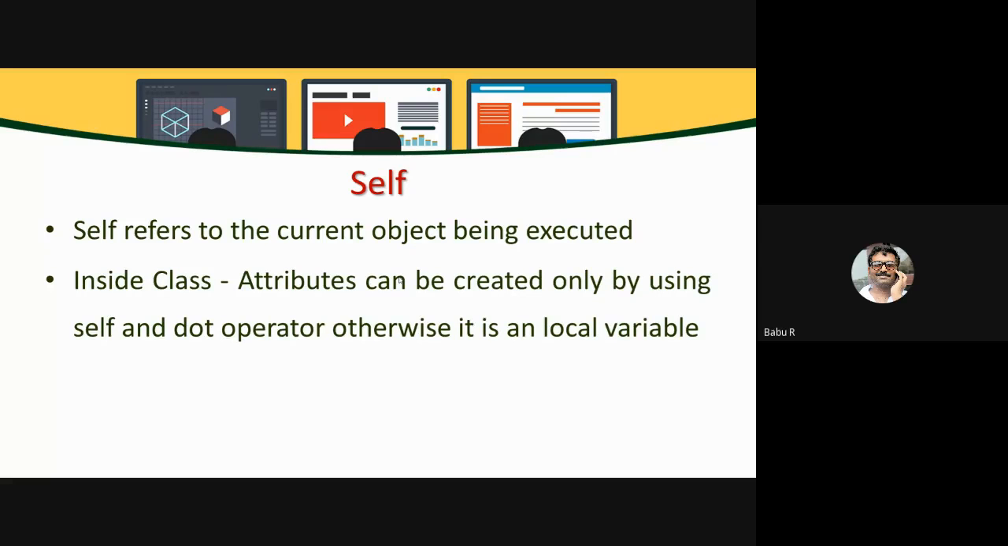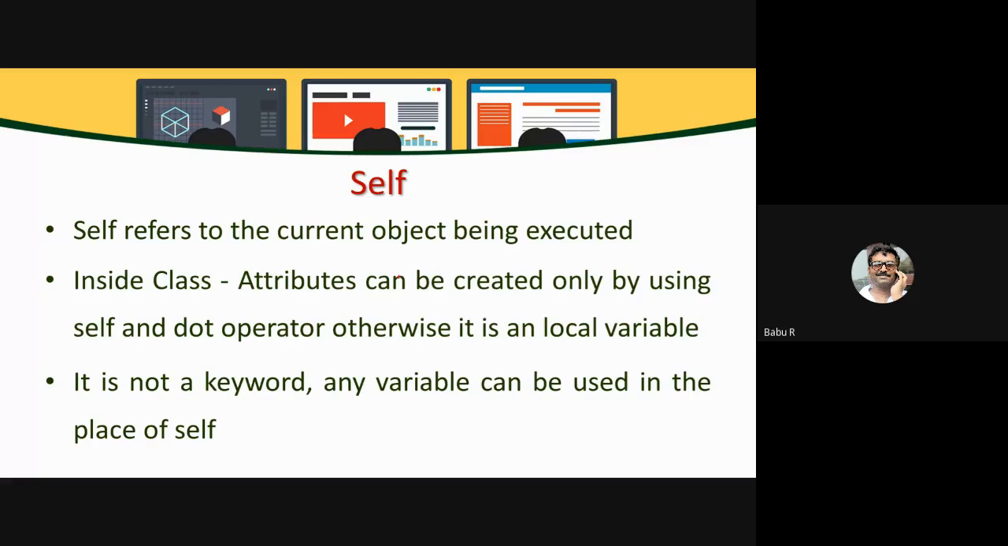Inside a class, attributes can be created only by using self and the dot operator. Otherwise, it is a local variable. That is what I have demonstrated now. Inside a class, if you use a normal variable, like the variable called value that I declared, that is a local variable. If you want to create a class member, you have to create it using the self and dot operator.